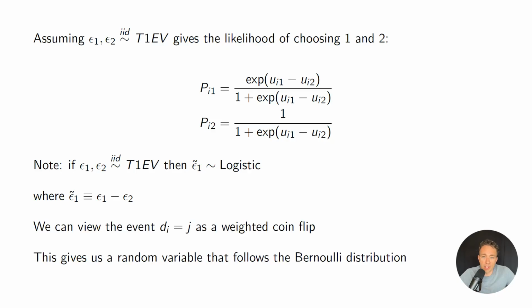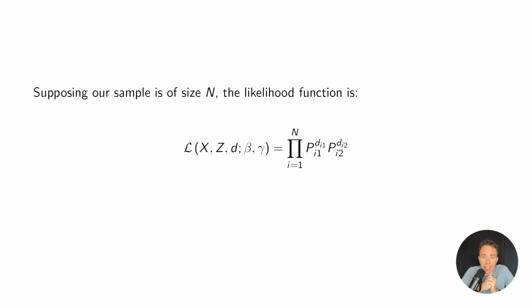So given this formulation, we can view the event that di equals j as a weighted coin flip. And then this is going to give us a random variable that follows a Bernoulli distribution. And that's going to make it simple for statistical modeling. So now let's think about the likelihood function.